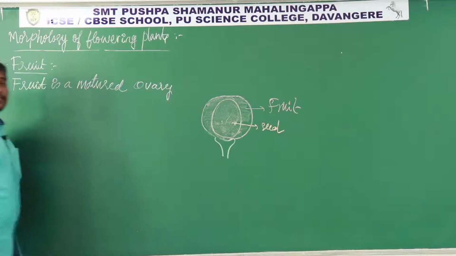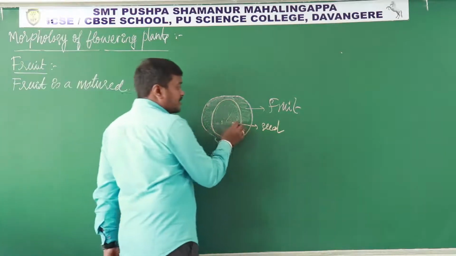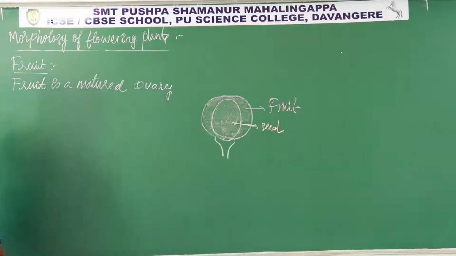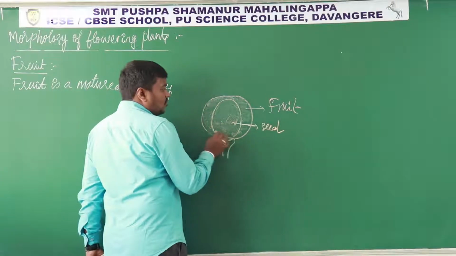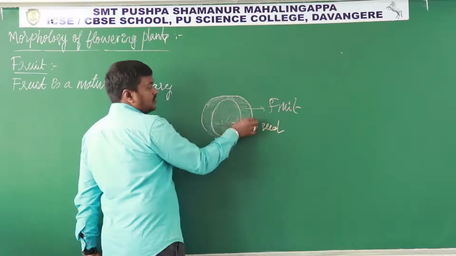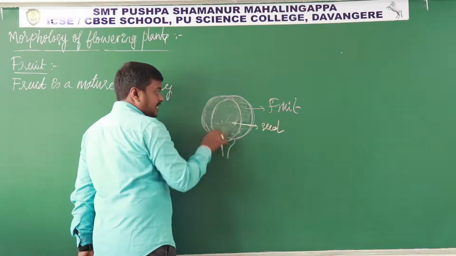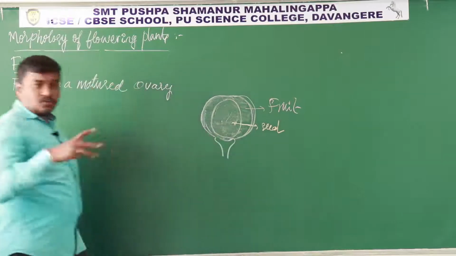Okay, matured ovary we call fruit. That fruit encloses the matured ovule, called the seed. This is the difference between gymnosperms and angiosperms. In gymnosperms there is no covering over the seed, but in angiosperms the seed is enclosed by the fruit.